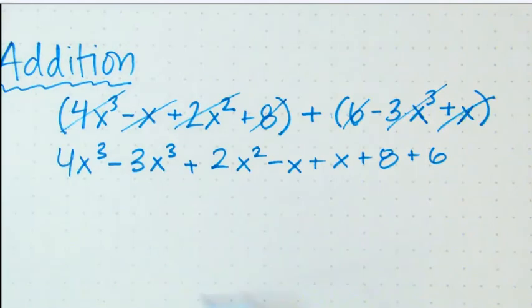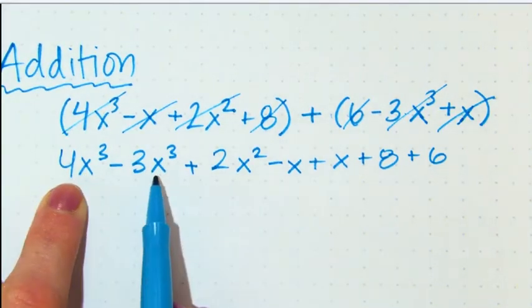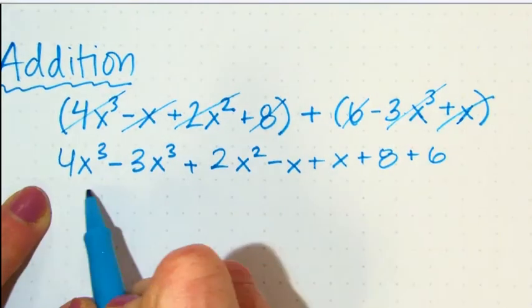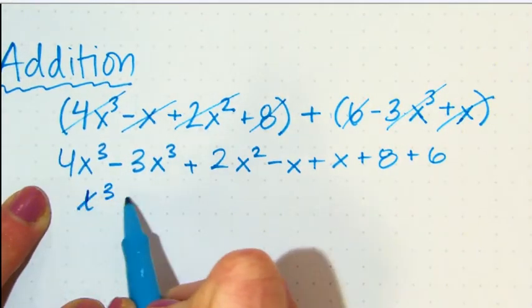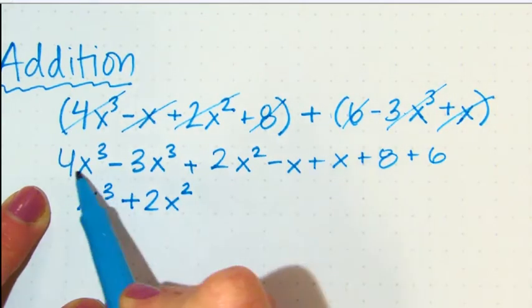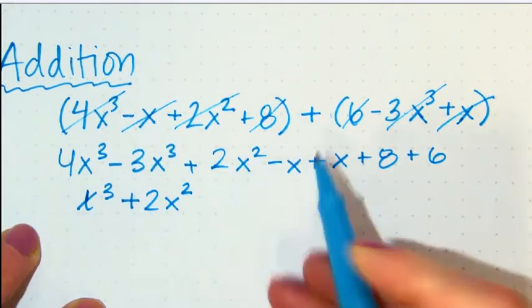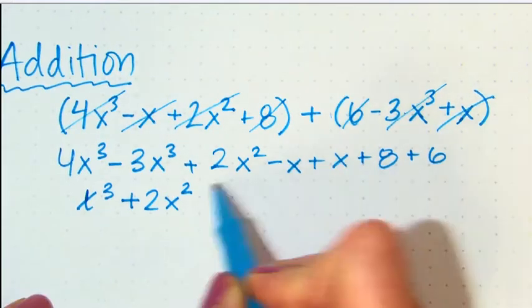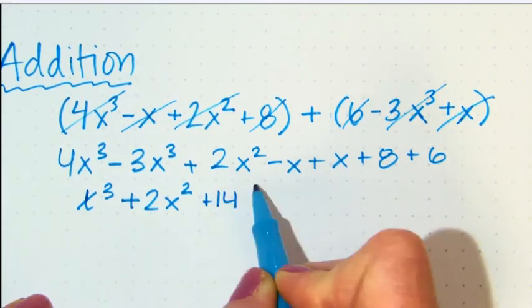So now at this point, I take my like terms and I combine them and get my final expression. So this is not difficult, hopefully. These combine. I have no other x squareds. Negative x plus x is 0. 8 plus 6 is 14.